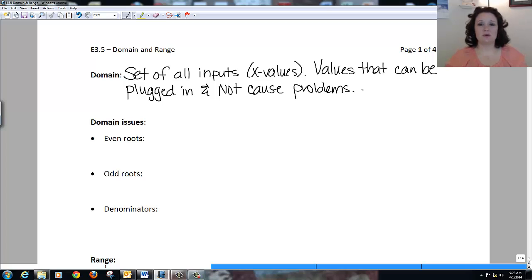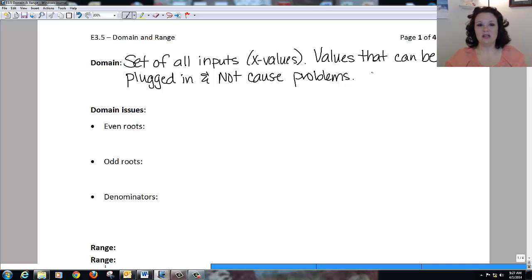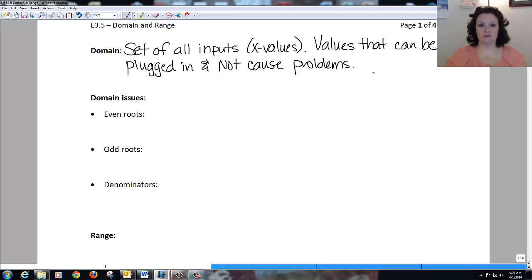Okay. Sometimes when we plug values in, we get undefined, we get things we can't evaluate with real numbers, that type of thing. So when we talk about the domain, we're talking about the set of all input values that it's okay to put into the function, because they're values that when we put them in, we don't have problems. We can evaluate them and simplify and so on and so forth. Okay. So the things that we look for are for radicals and for denominators.